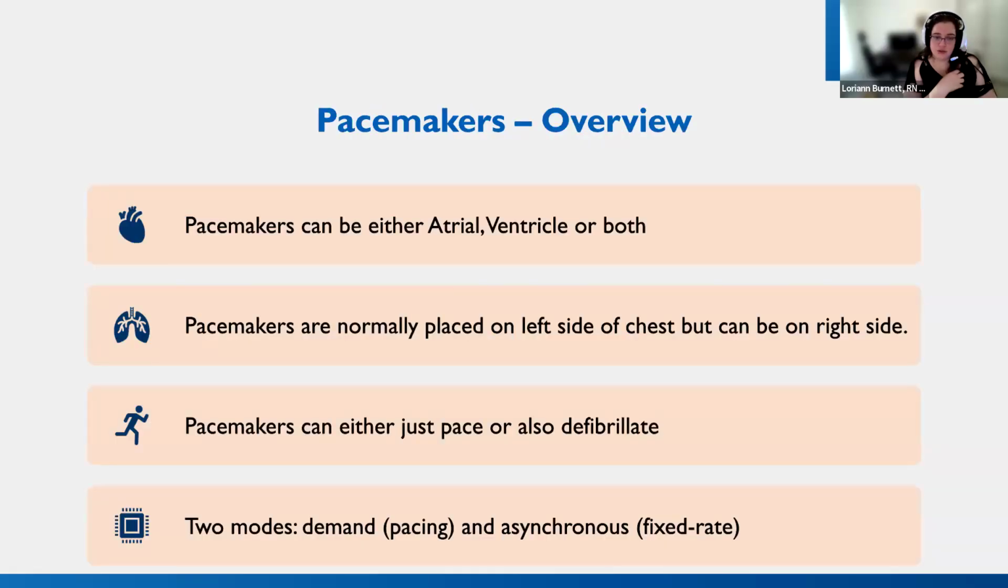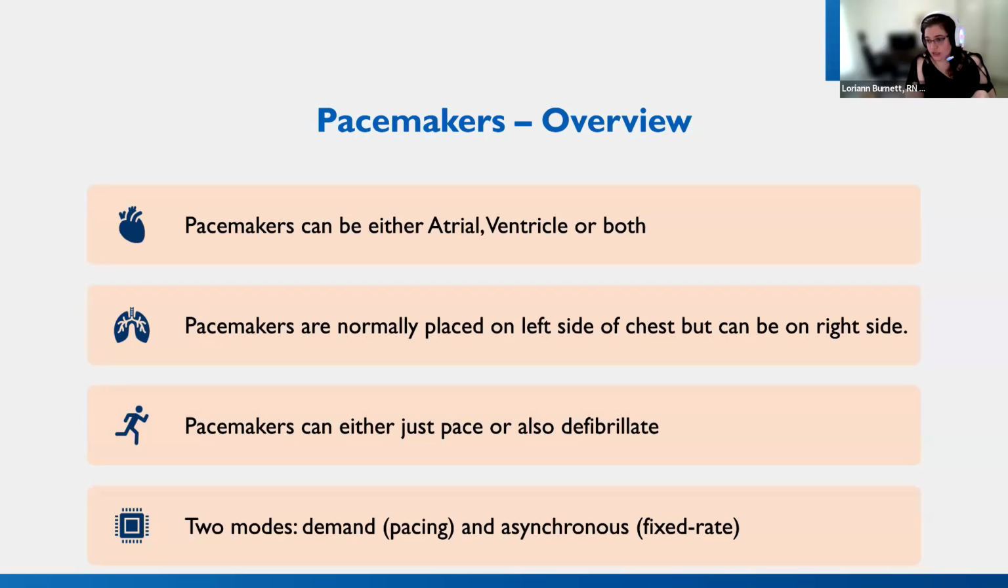Pacemakers are usually on the left side of the chest. They can be put on the right. It's about as big as a cigarette case or a cigarette container. They are getting smaller and smaller, but we want to know it. This is why we'll also tell our patients to have an armband, because if you think about it for CPR, you don't want to put your pad right over a pacemaker. Some pacemakers pace, some can also defibrillate or shock the patient, and there's two modes. There's demand pacing or asynchronous slash fixed.